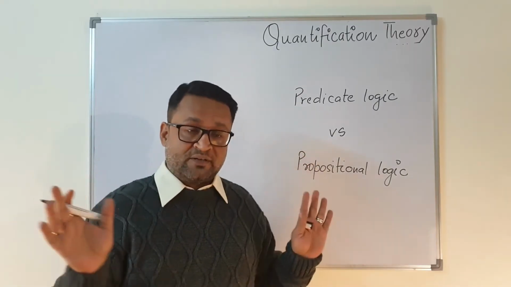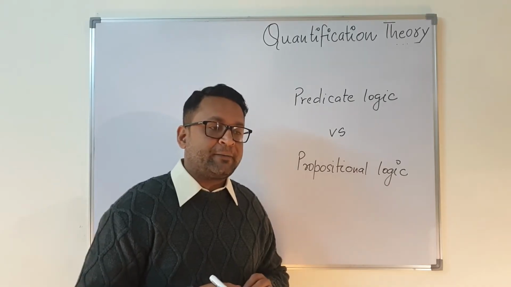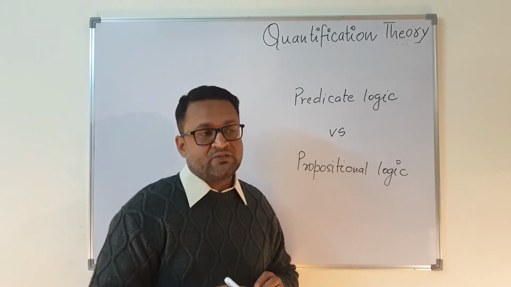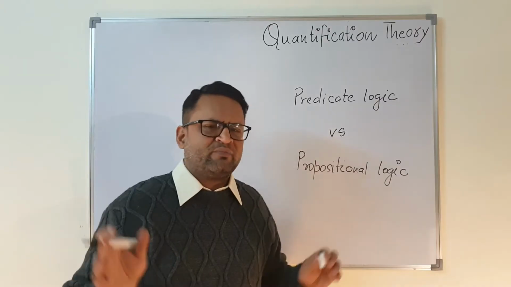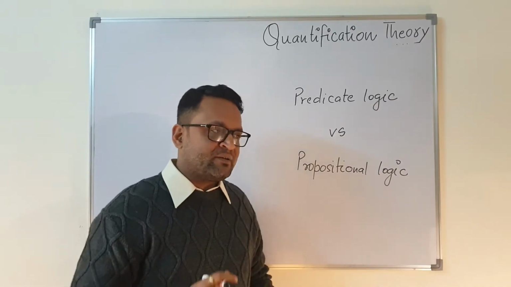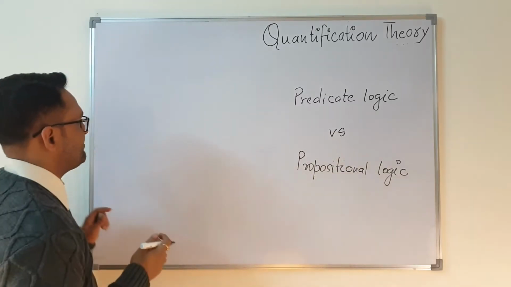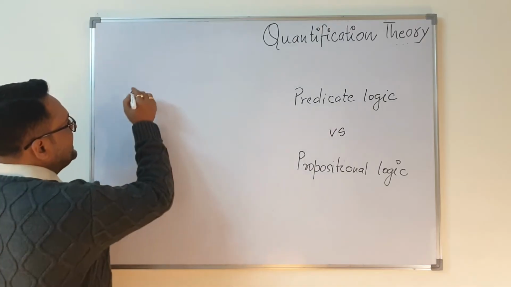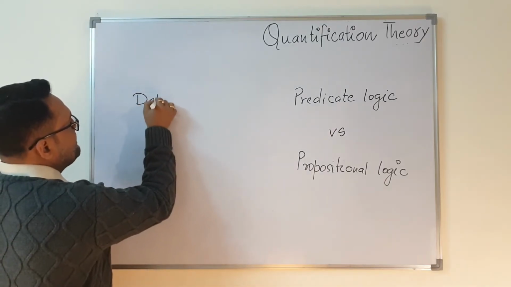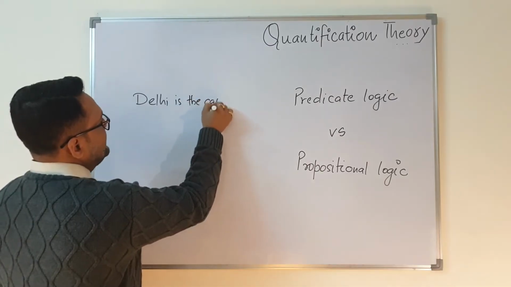You can always search in Google, or you can search a lot of video structures and materials, and you will find a lot of material on that. So I am refraining from going to that kind of discussion, and let us try to understand with the help of some symbolizations. Let us take a simple example. Like if I say that Delhi is the capital of India.